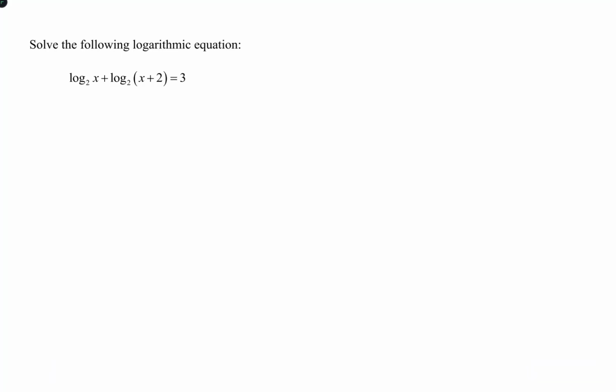Solve the following logarithmic equation. Log base 2 of x plus log base 2 of the quantity x plus 2 equals 3.